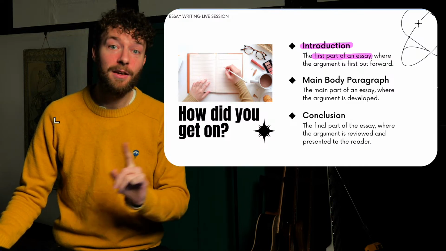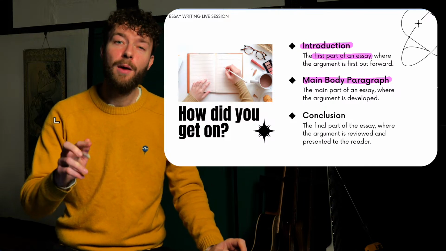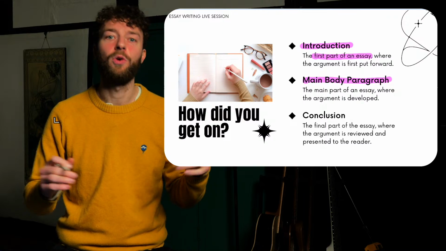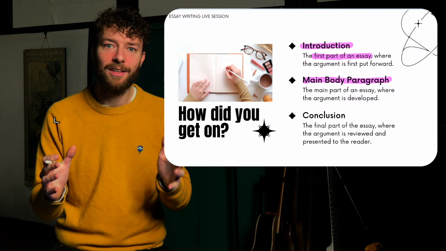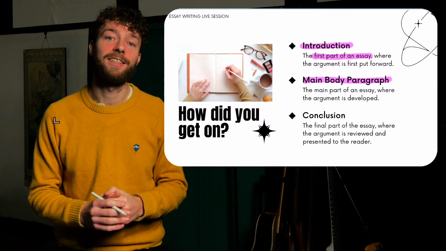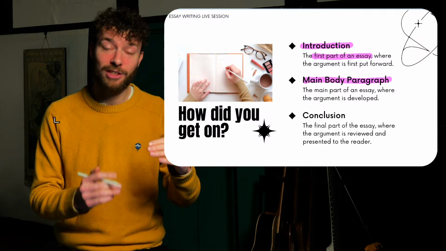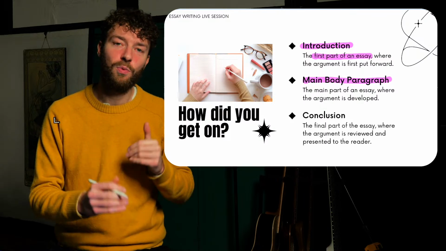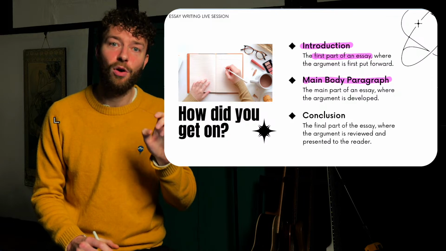Then, main body paragraph. Second part, but also the main part of the essay. If you remember from the video, we were talking about the main body paragraphs like the main course in a meal. This is the big bit, the main bit. This is where you have most of your argument, most of the essay is going to be in the main body paragraphs. And again, in the next few weeks, we're going to look at exactly what you need to be putting in that part of your essay.